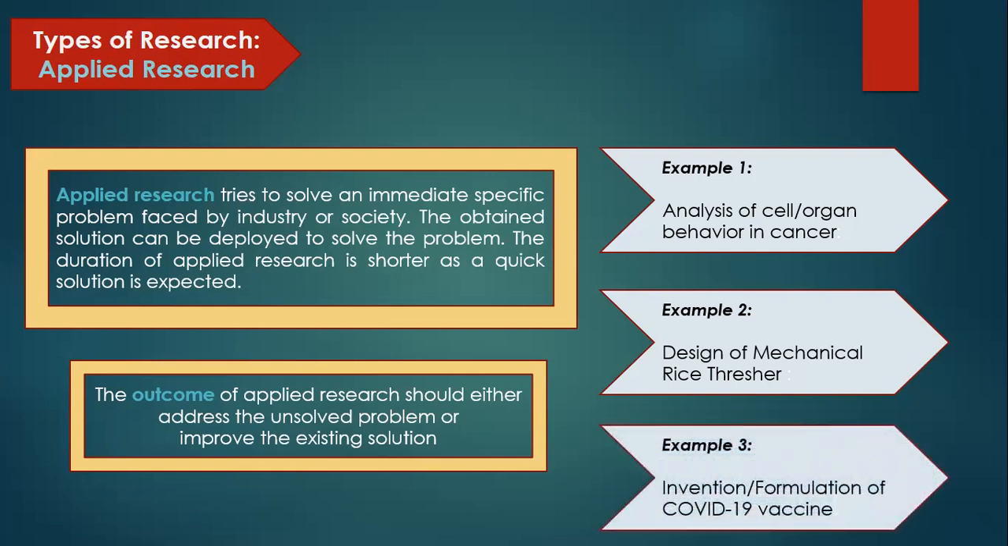The last example is the third one. In recent years, most of the scientists in the world were so eager in inventing a cure or formulating the COVID-19 vaccine, right? So recently, there are at least four to five vaccines that were invented and formulated to address the need for the COVID-19 pandemic. So it's an applied research. The vaccine was a result of emergency or demand from the global community to address the problem of the pandemic. So it's an applied research.